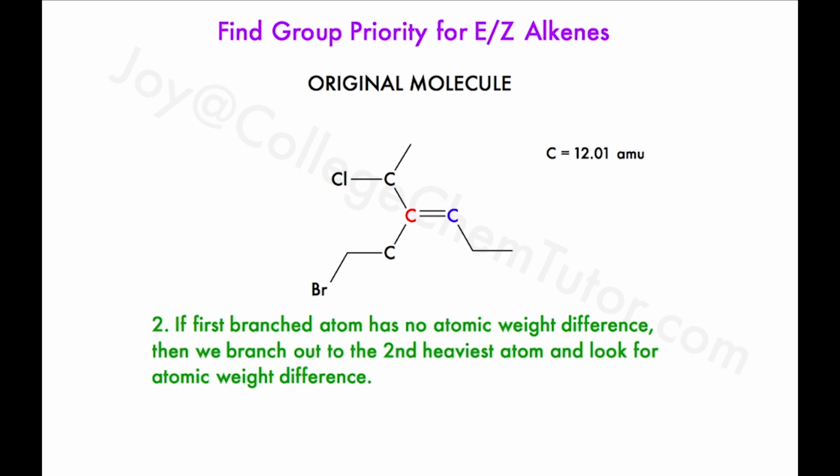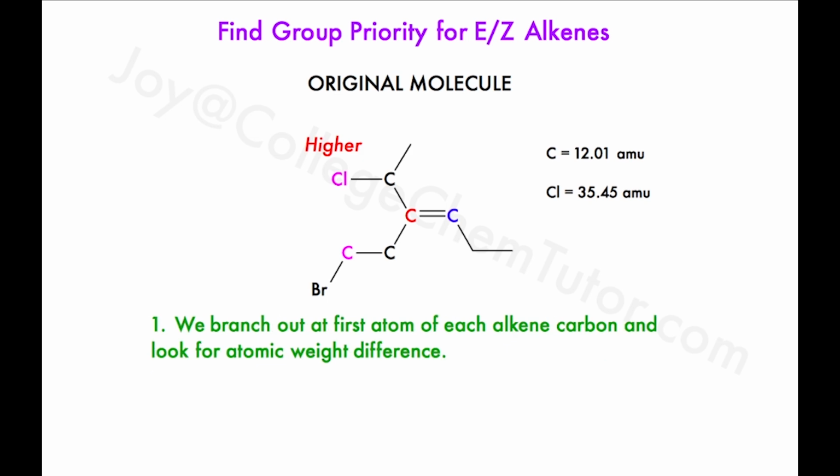In this situation, we then branch out to the second atom and look for atomic weight difference. As you can see highlighted in pink, on the second atom branching out from the red carbon, we have a carbon at the bottom and a chlorine at the top. Because the second atom, chlorine, has an atomic weight of 35.45 AMU, the top group of the red alkene carbon would be considered the higher priority. So now we have that labeled in red.